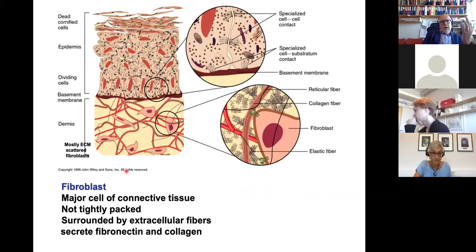Here is another example of where we have the two types of matrix. This is a cross-section of the skin. Here the keratinocytes sit on a basement membrane, and if we go down into the dermis, we have an interstitial matrix rich in fibrillar collagen, and if we zoom in on the fibroblast, the cell is anchored via integrin to fibrillar collagen.